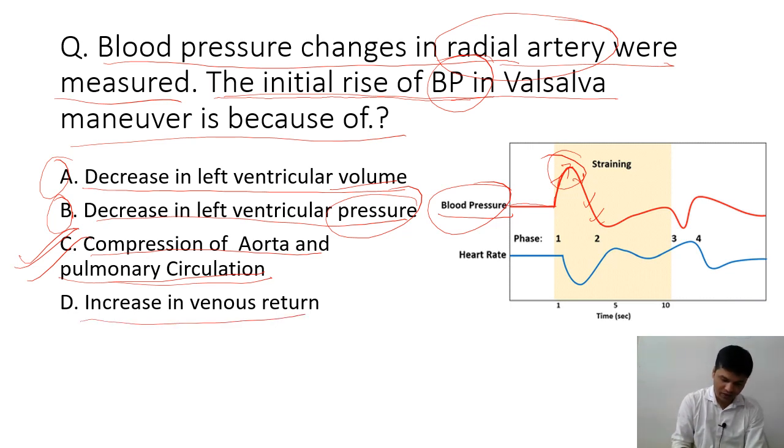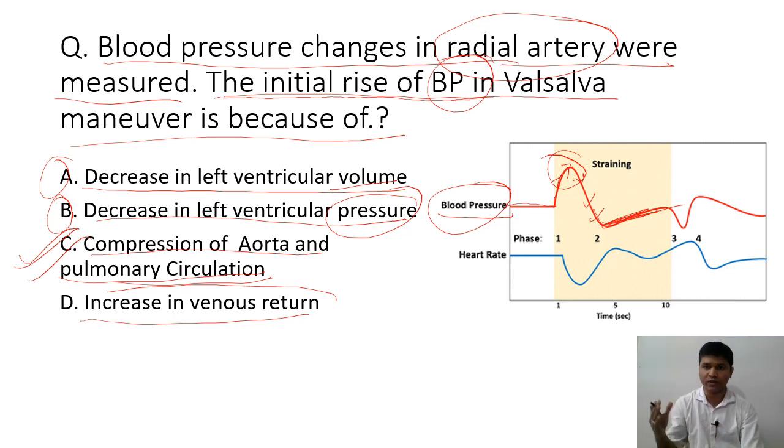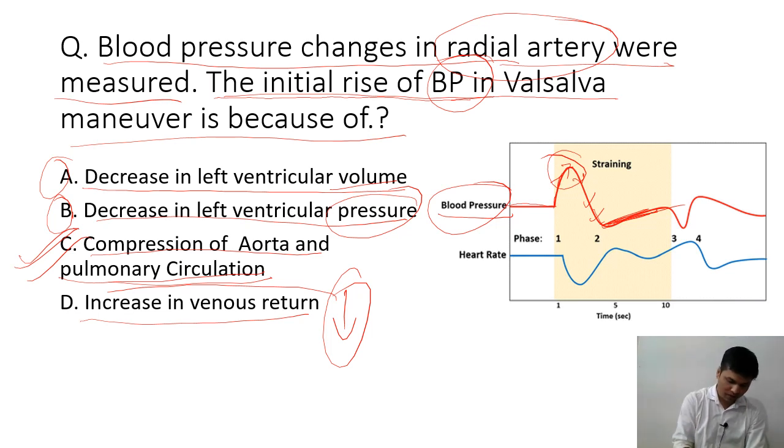Increase venous return? No, this is a decrease. After some time venous return will decrease, and that's why there is a decrease in blood pressure. This is the second phase if you continue straining, with decreased venous return. So the answer will be compression of the aorta and pulmonary circulation.